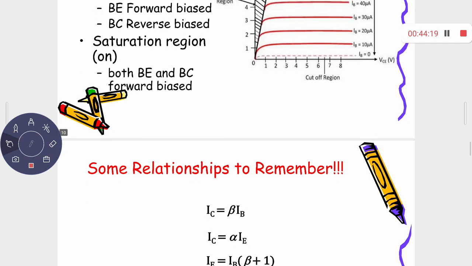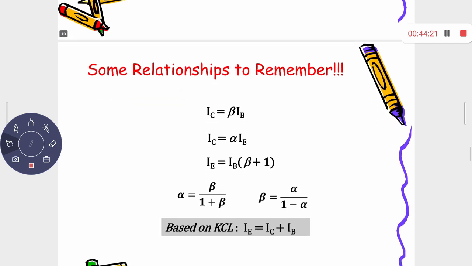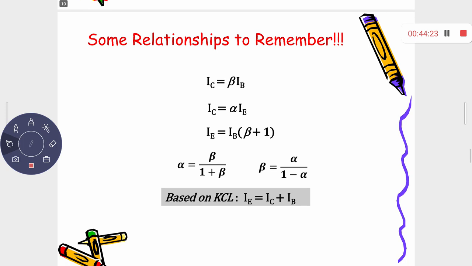Okay, so hopefully you have already encountered this formula in your previous classes: IC is equal to beta times IB, where beta is known as the common emitter current gain. Typical value for beta is 100, 150, 200, like that. That means the collector current is 100 times more than the base current. And you can also relate IC with the IE.